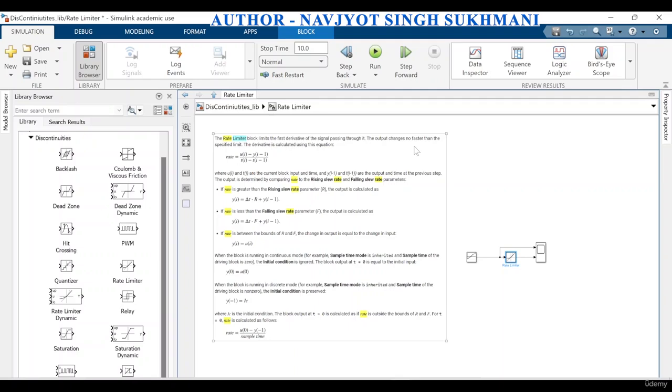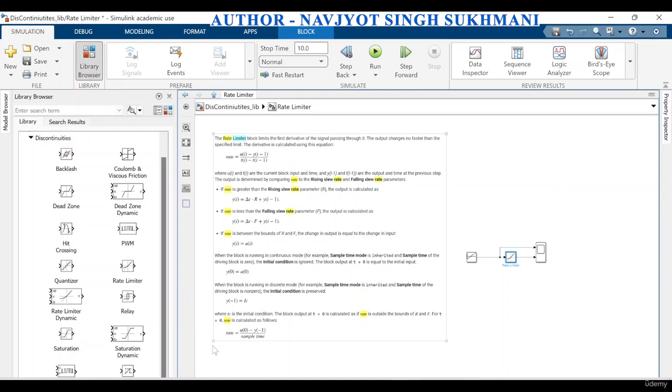Okay, with this equation, where u_i and t_i are the current block input and time, and y_{i-1} and t_{i-1} are the output and time at the previous step. Okay, the output is determined by comparing rate to the rising slew rate and falling slew rate parameters. Here you can see there are a few more equations for rising slew rate and falling slew rate. Using this, it will be calculated.